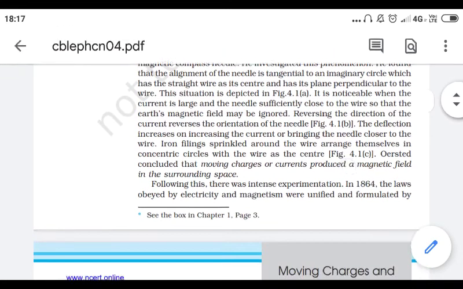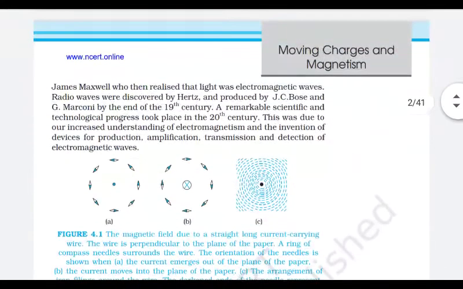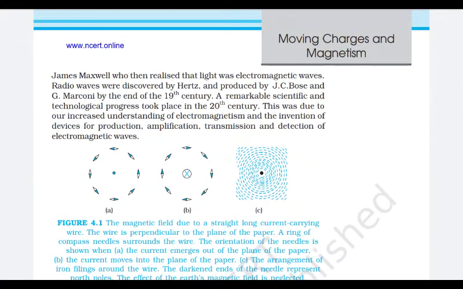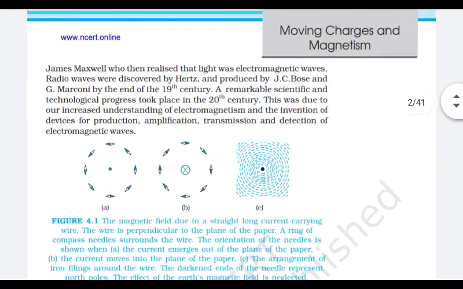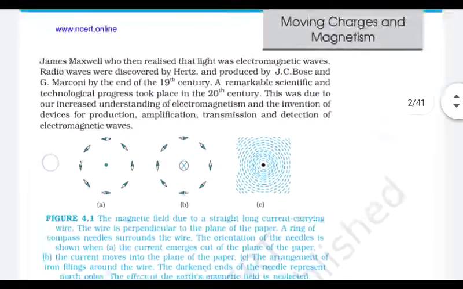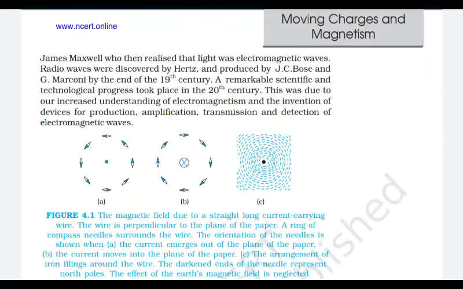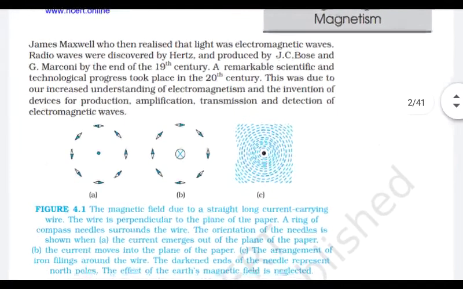So this we can see in this figure. In the first figure, the wire is at the center, the wire which is perpendicular to the plane of paper, passing through the center. And if we place a needle, you can see the magnetic lines of force. You have heard about how magnetic lines of force are drawn, if you remember what we did in class 10th.